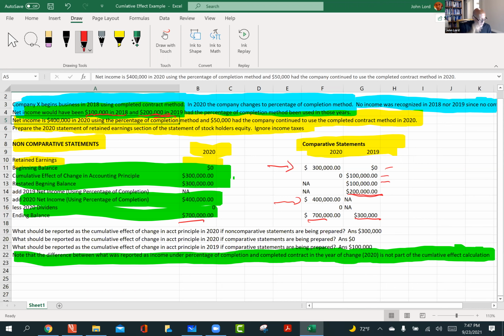Okay, so then I turn this into a set of questions. What would have been reported as a cumulative effect change in accounting principle in 2020 of non-comparative statements? 300,000. What would have been the cumulative effect change in accounting principle in 2020 if comparative statements are used? Tricky question. The answer is 0, because I deal with the cumulative effect adjustment in the earliest period presented, right? What would be the cumulative effect adjustment in accounting principle in 2019 if comparative statements are being prepared for 2019 for my comparative statements being prepared in 2020? The answer is 100,000.